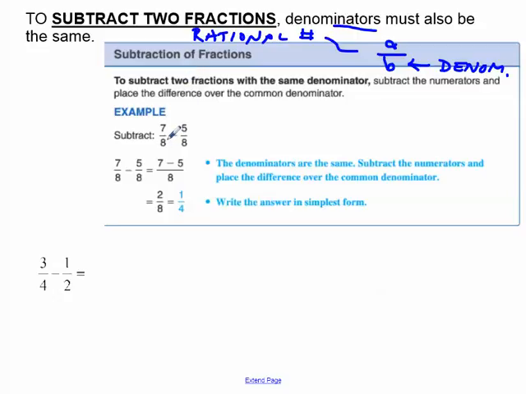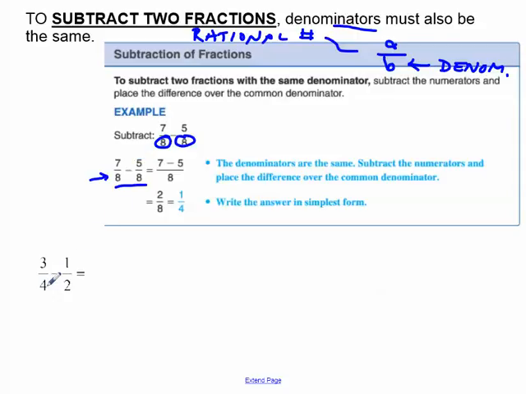If we've got the same denominator, 8ths and 8ths, we just go forward and the 8ths stay the same. So 7/8 minus 5/8 is the numerators, 7 minus 5, over 8. 7 minus 5 becomes 2. We reduce 2/8 to 1/4. If the denominators are the same, then it's straightforward, and we can just move forward and subtract.